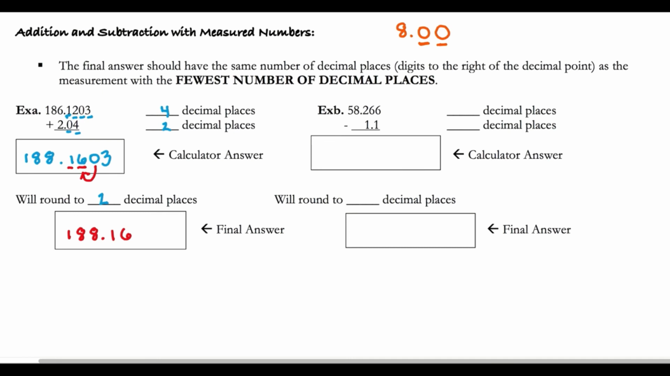For example B, I'm subtracting, so again, fewest number of decimal places. 58.266 minus 1.1, an unrounded value is going to be 57.166. Now I'm going to count decimal places. 58.266, you've got 1, 2, 3 decimal places there. For 1.1, you've got 1 decimal place, which means my final answer should only have 1 decimal place. So I just want to keep this 1 because I want just 1 decimal place. However, that 6 is going to round the 1 up, so my answer is going to be 57.2.